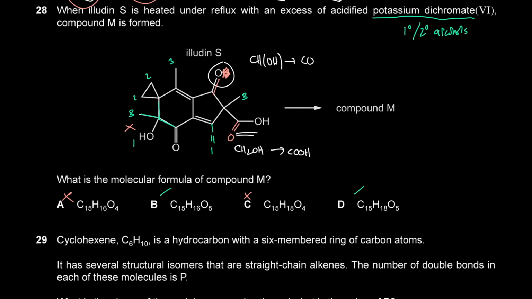So that's 1 over here, and then we have 1 over here, which gives us a total of 1 plus 3, 4, 4 plus 4, 8, plus 3, 11, 11 plus 1, 12, 12 plus 3, 15, 15 plus 1, 16. So we have 16 hydrogens, which means that the answer is B.